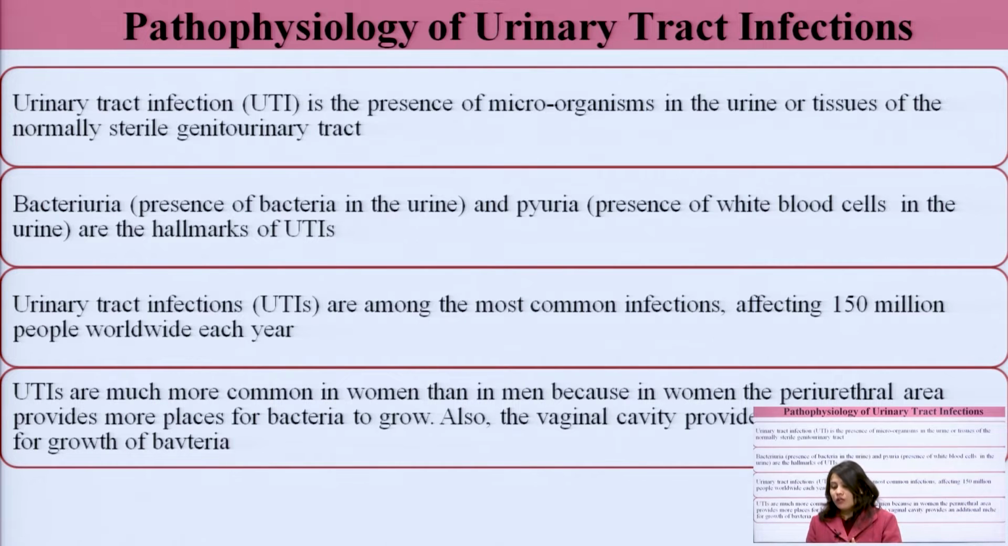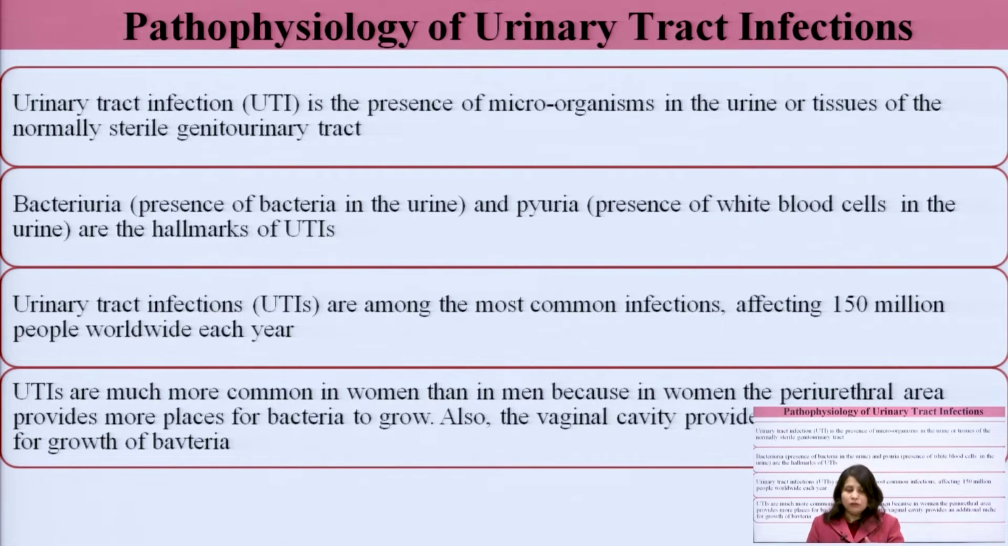Bacteriuria and pyuria are the hallmarks of UTIs. Urinary tract infections can be caused by many types of microorganisms and pathogens, but the most common form occurs due to bacteria. So the hallmark is bacteriuria, the presence of bacteria. In other cases, when the pathogen is a fungus, the presence of fungus is the hallmark.